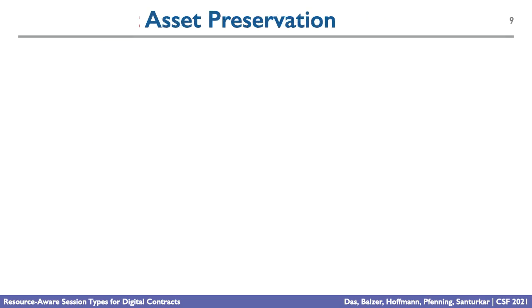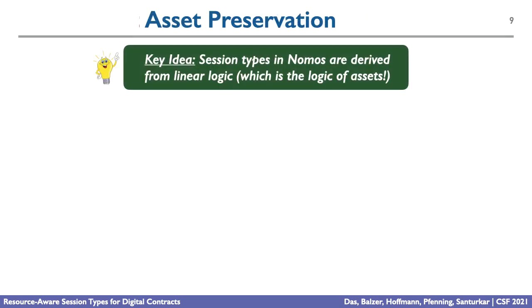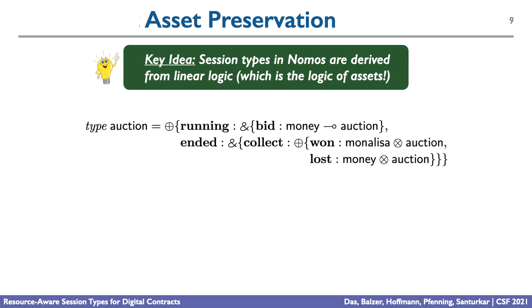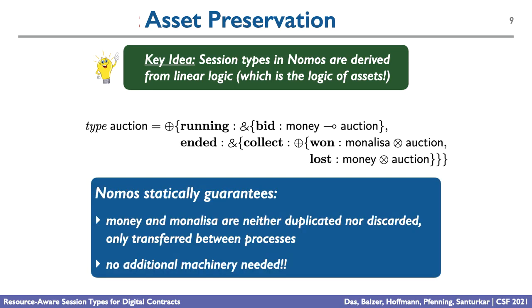Now, what about asset preservation? Well, that brings me to the second key idea behind the Nomos language, which is that session types in Nomos are carefully designed such that they are in a Curry-Howard isomorphism with linear logic, which you can really think of as the logic of assets. So the session type that I showed you earlier can automatically enforce that objects of type money or Mona Lisa can neither be duplicated nor discarded. They can only be transferred between processes. So with no additional machinery, just by using session types, you get asset preservation for free. You don't need to do anything extra to the language.